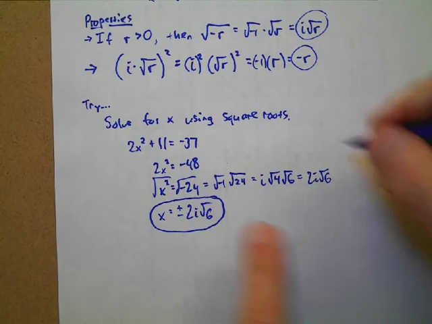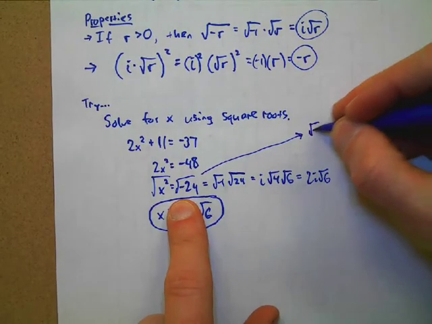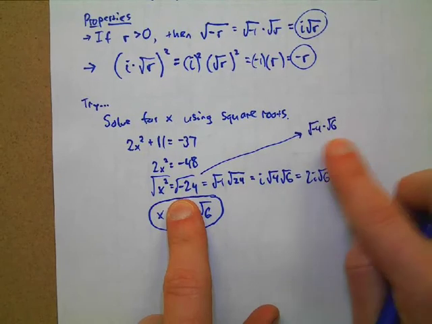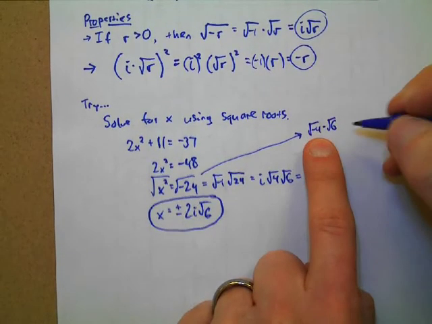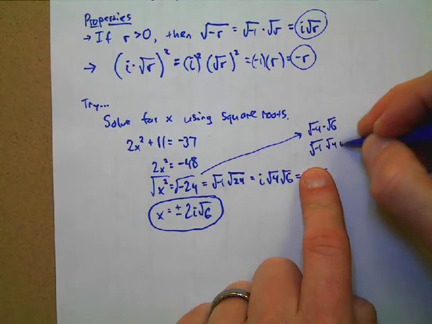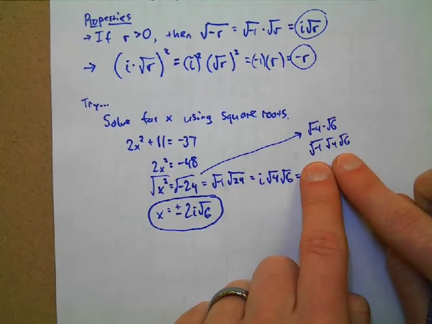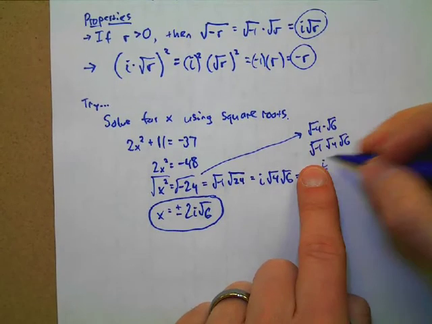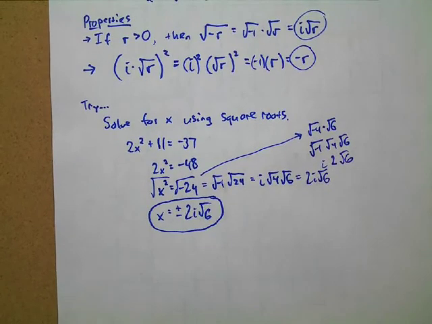So you're asking, what if we made that root negative 4 times root 6, like that? Then you'd break up that negative 4 into root negative 1, root positive 4. This would be your I, there would be your 2, and then there's your root 6. So 2I root 6 there as well. Does that answer your question now?